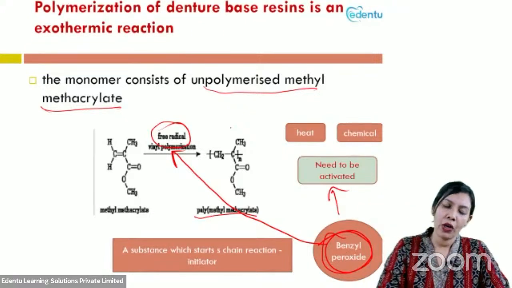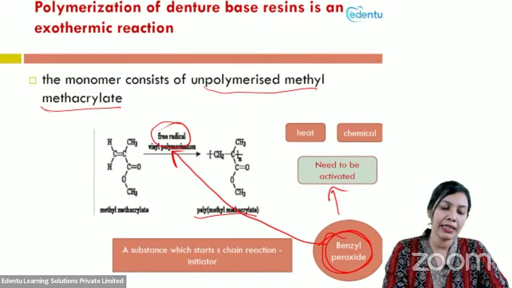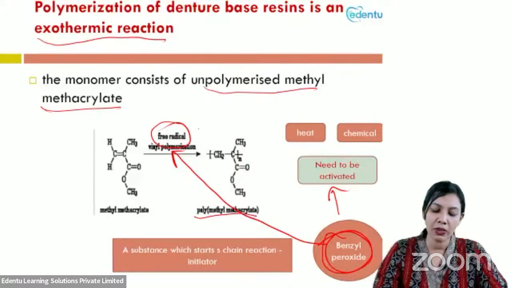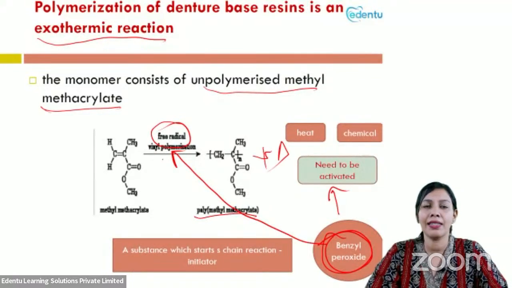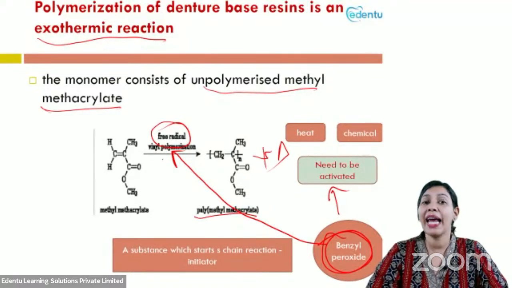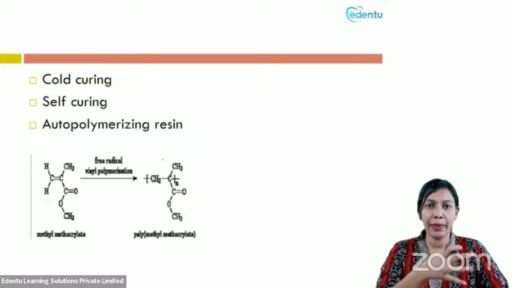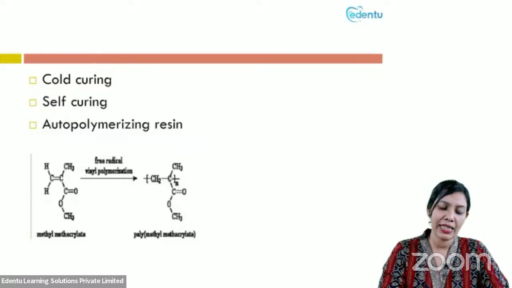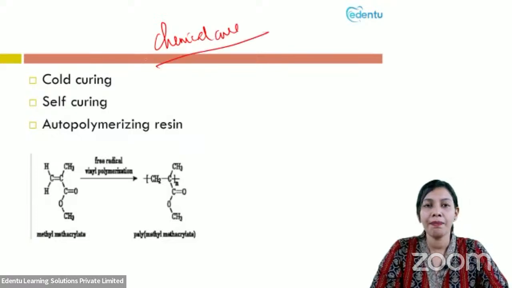So, of course, as I said earlier in the case of the gypsum products, this is also an exothermic reaction. Once this reaction gets completed, a large amount of heat is actually produced. It is an exothermic reaction. Some of the other names for chemical cure, which sets by its own: cold curing, self-curing, auto-polymerizing resin.